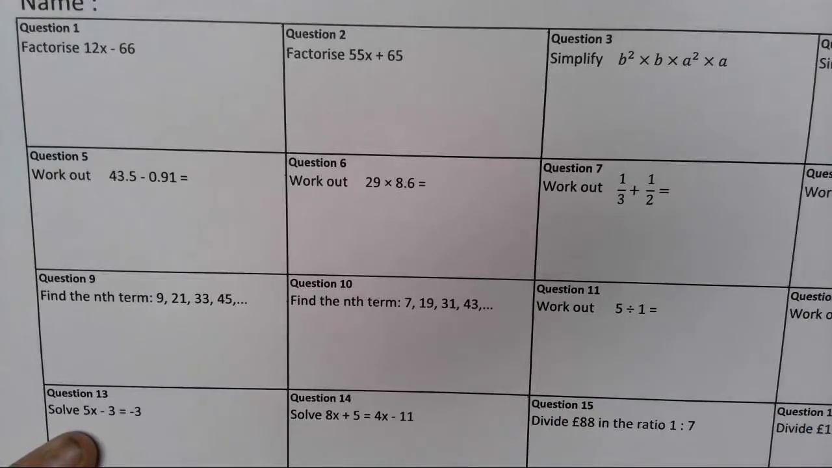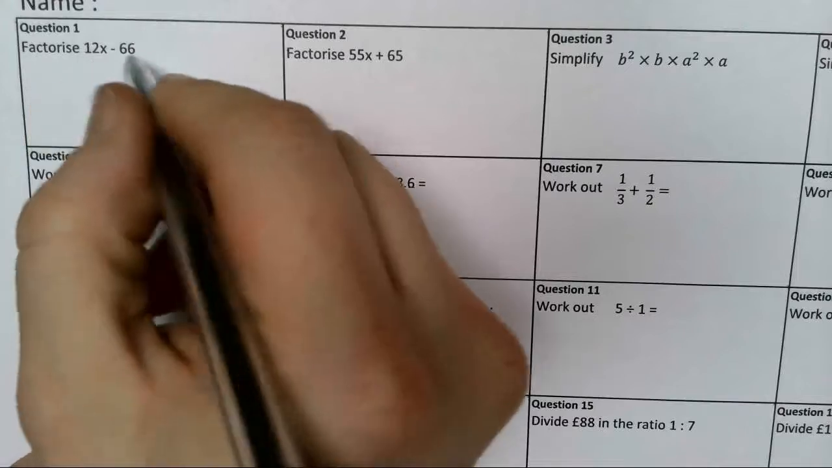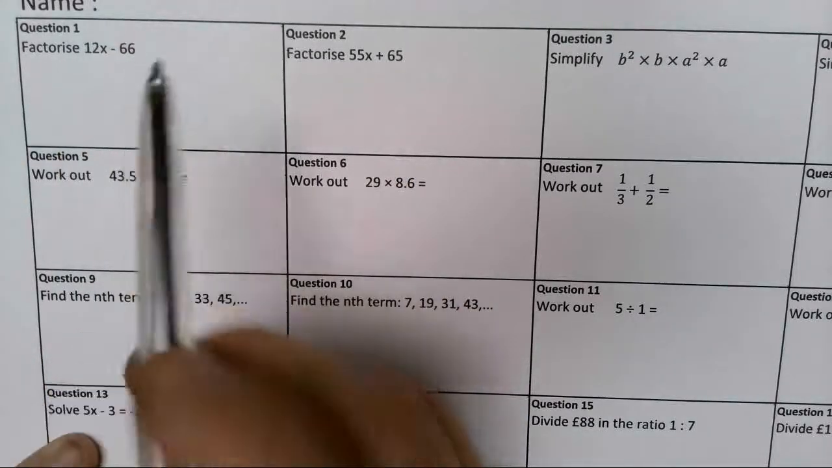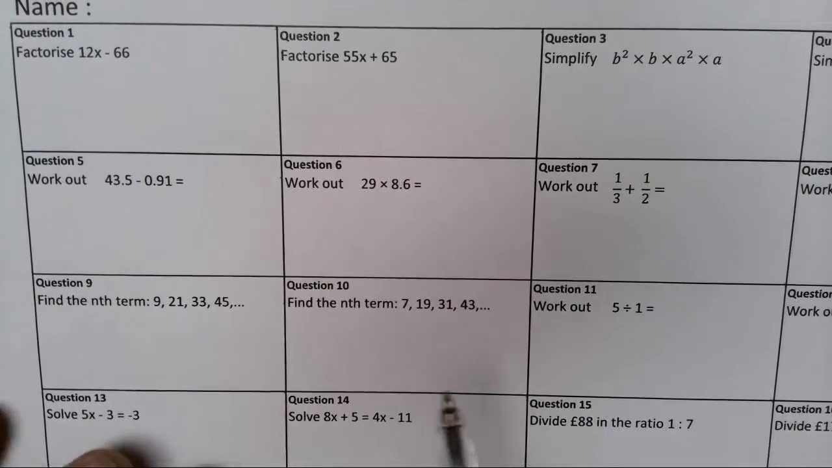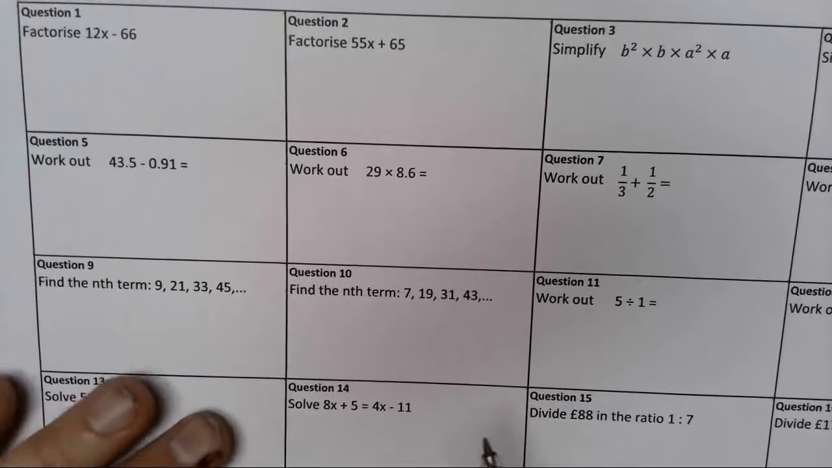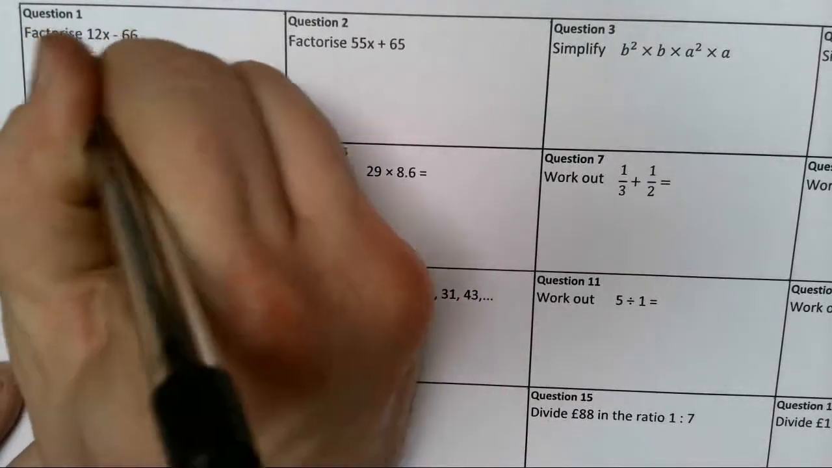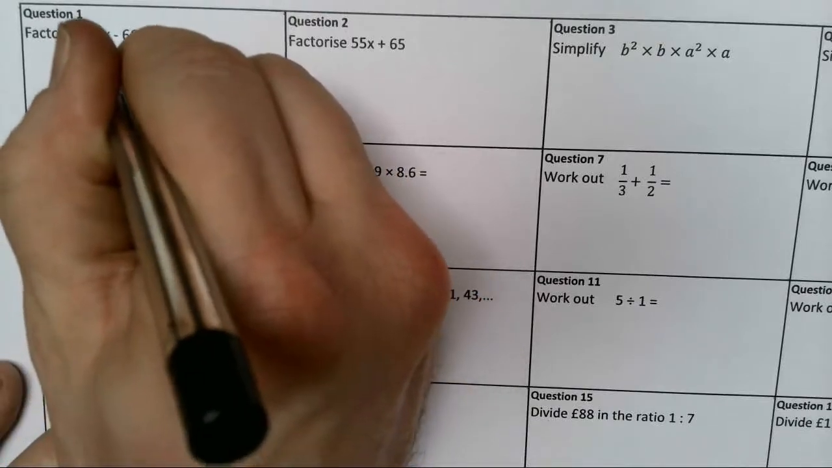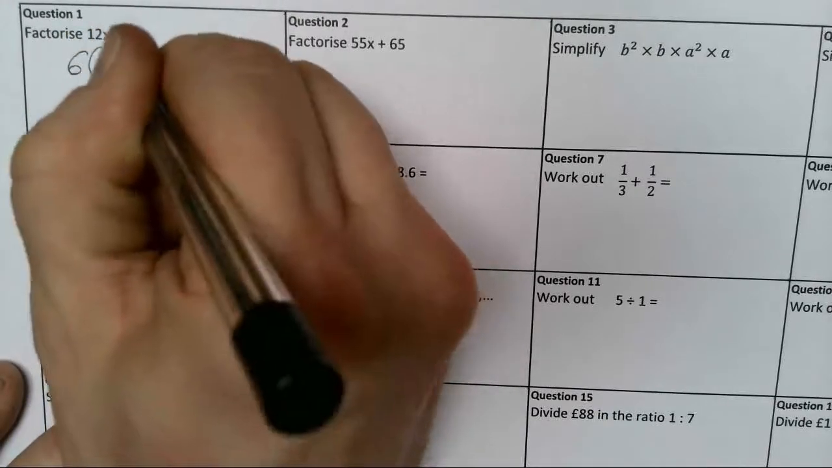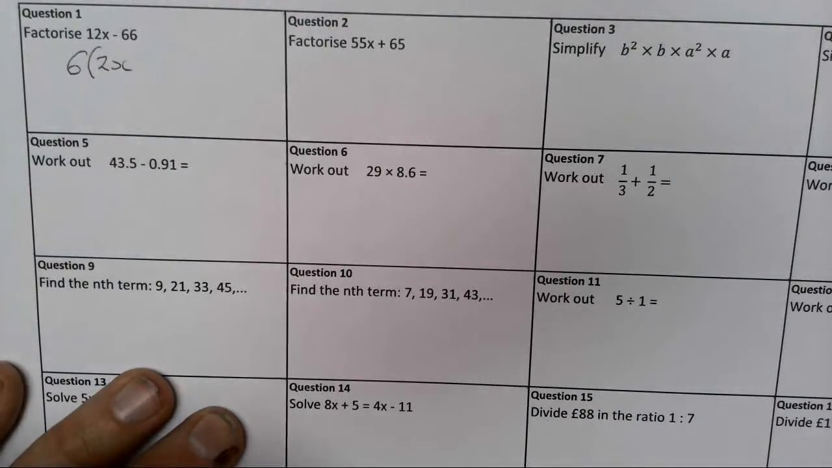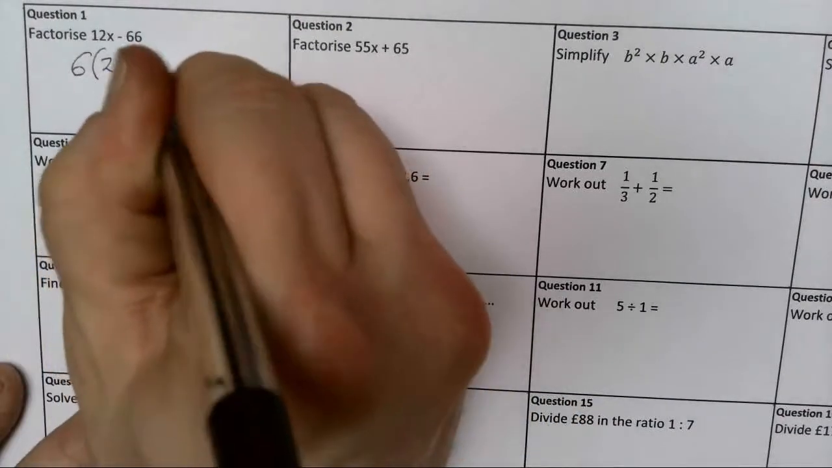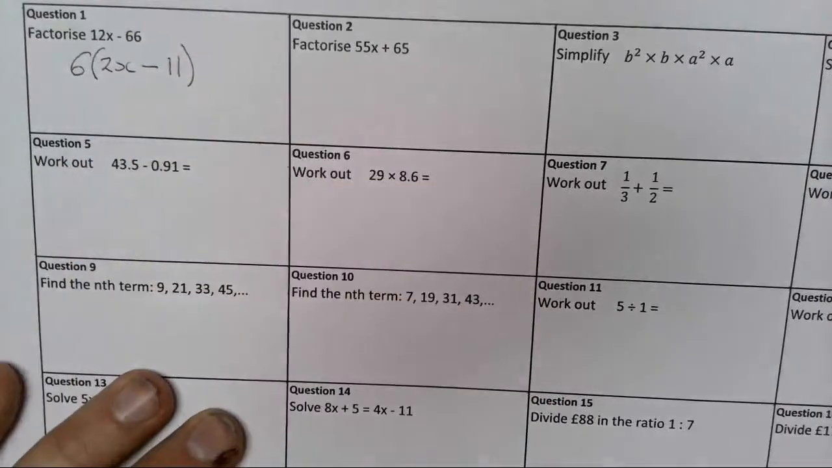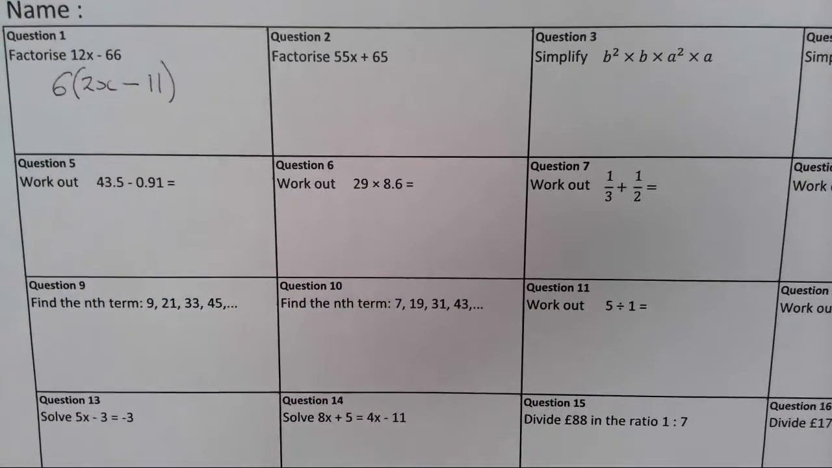Right, I want to factorize for questions 1 and 2, and I need to find the highest common factor of 12x and 66. You may be able to spot it straight away, or you might not. I might try 6, and then I'll see if I can do another one, but I think it will be 6. And then I've got 2 times x, because that's going to give me 12x, 6 times 2x, and I'll have 11 here. And that's as much as I can factorize it.